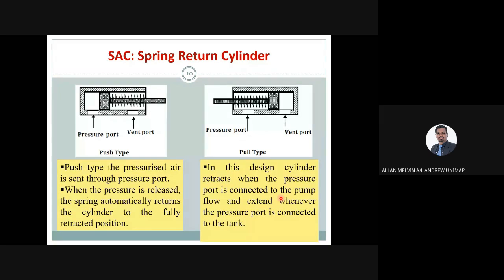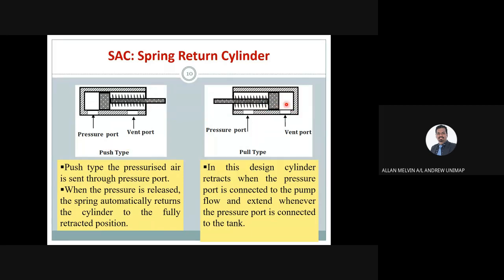Okay, so spring return cylinder. There are two types actually: you have a push type and also a pull type. This cylinder has two types. Okay, what is push type? So air enters, and you know one side is a spring. So when air enters, the piston and the rod are pushed out of the cylinder. This is the cylinder body. So the rod is pushed out of the cylinder. That we call a push type.